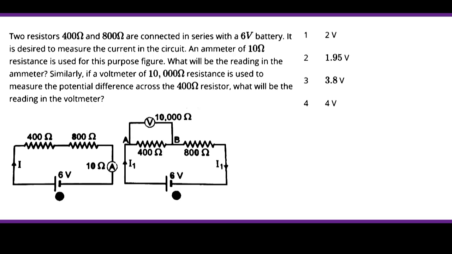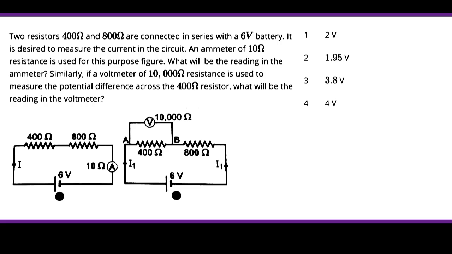Two resistors, 400 ohm and 800 ohm, are connected in series with a 6 volt battery. It is desired to measure the current in the circuit. An ammeter of 10 ohm resistance is used for this purpose. What will be the reading in the ammeter? Similarly, if a voltmeter of, let's say, 10,000 ohm resistance is used to measure the potential difference across the 400 ohm resistor, what will be the reading in the voltmeter?